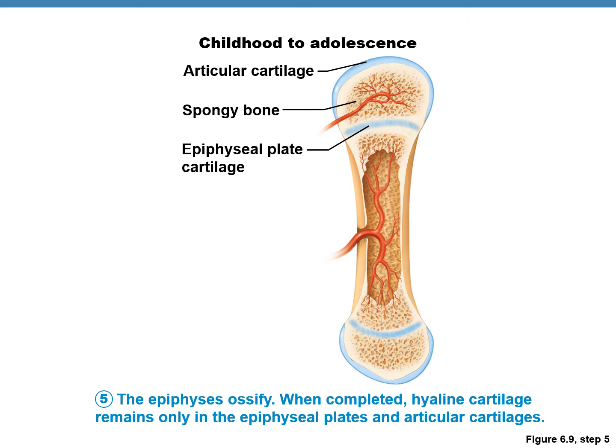So stage number 5, from childhood to adolescence, the epiphysis is now ossified. Remember, we form the secondary ossification center over here. So cartilage dies and bone is formed. So bone is replacing cartilage. So the epiphysis ossifies, and when the process is completed, hyaline cartilage remains only in the articular cartilage and the epiphyseal plate. And this is where the cartilage will continue dividing and the bone can grow longer.